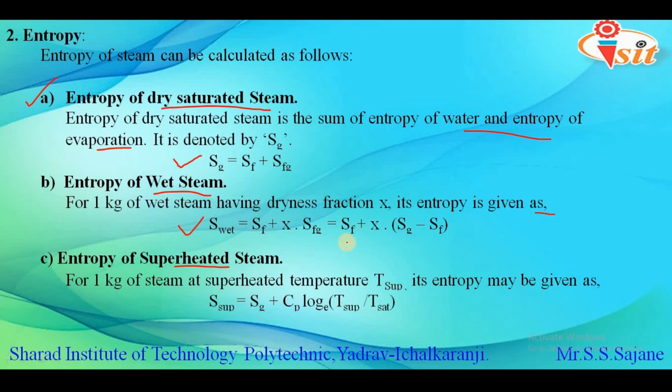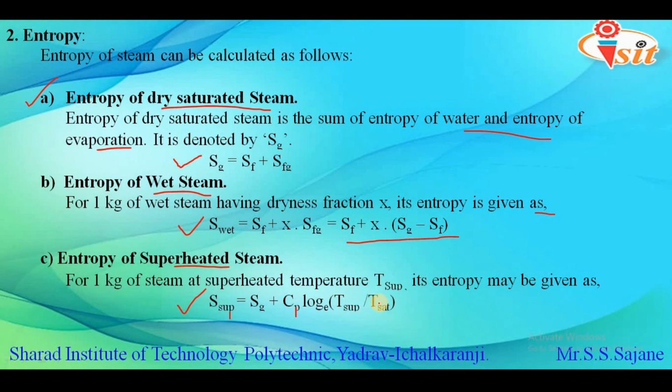Again, if we talk about the entropy of superheated steam, then for 1 kg of steam at superheated temperature, its entropy can be calculated as follows: S_sup = S_g + C_p × log to the base e of the ratio of temperature, that is superheated temperature divided by saturated temperature.